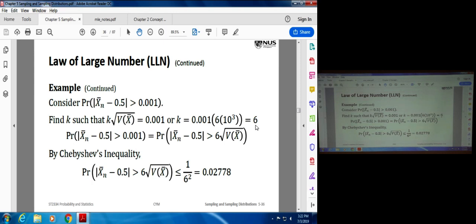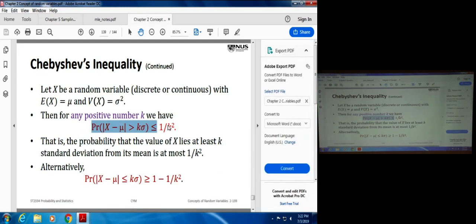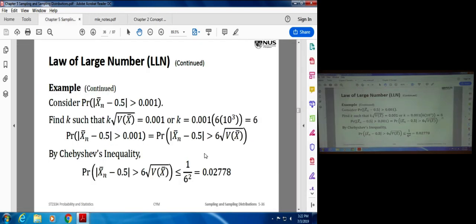Now the probability that the absolute value of xn bar minus 0.5 is bigger than 0.001 is the probability that xn bar minus 0.5 is bigger than 6 times the square root of the variance of x bar. Chebyshev's inequality tells us that this quantity is upper bounded by 1 over k squared. Since k is 6, this is upper bounded by 1 over 36, which is 0.02778. This is relatively small.